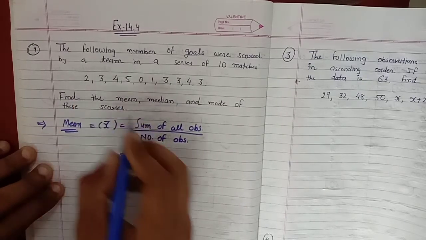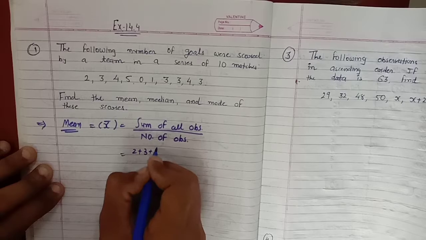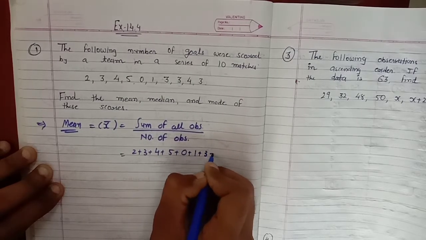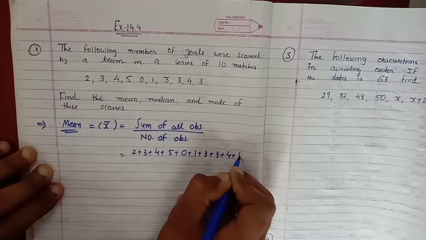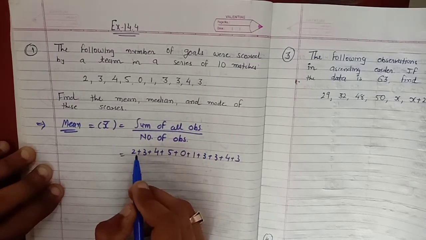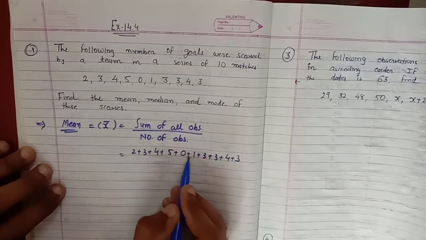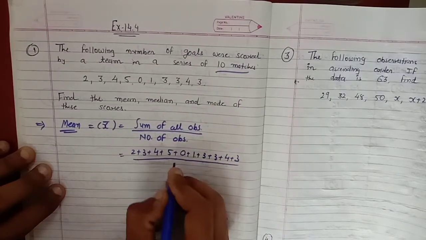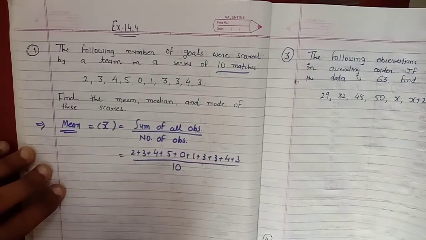Sum of all observations: 2 plus 3 plus 4 plus 5 plus 0 plus 1 plus 3 plus 3 plus 4 plus 3. Check it. It should be 10 numbers: 1, 2, 3, 4, 5, 6, 7, 8, 9, 10, because 10 matches are given. Number of observations is what? 10. So write 10 here.